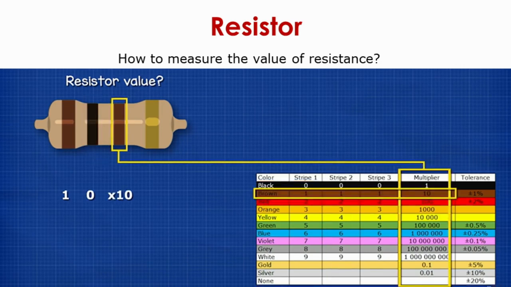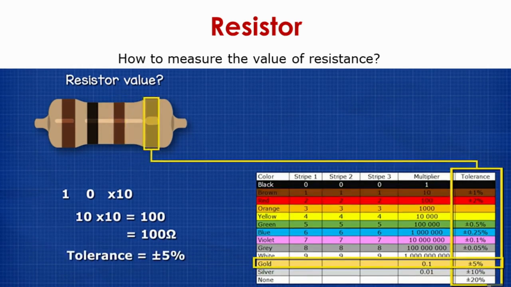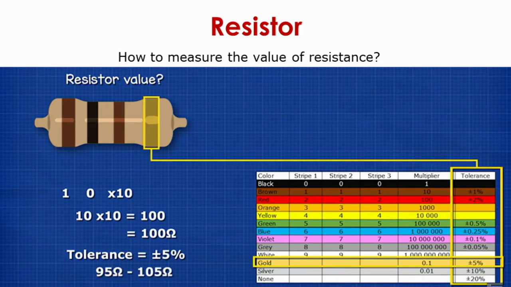Now we'll go to the third stripe. Actually this is a 4 band resistor, so the third stripe is the multiplier. Brown color denotes a multiplier of 10. So 10 into 10 is nothing but 100, and the unit of resistance is ohm. So the value of the resistance is 100 ohm. The last band is golden color, which denotes tolerance, with a value of 5%. So 5% tolerance on 100 ohm. 5% of 100 is 5, so 95 to 105 ohm. The value of this resistor varies from 95 to 105 ohm.